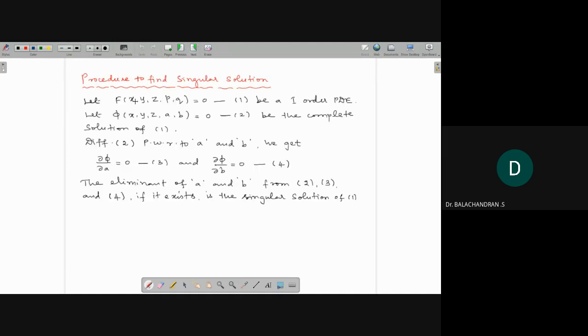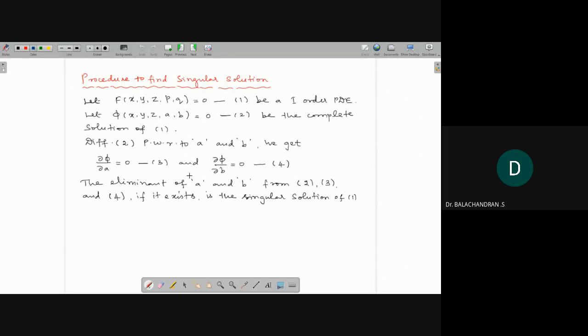So we'll start from the complete solution. What is the complete solution? This is, if you replace p by a and q by b, you will get the complete solution. Now differentiate this equation 2 partially with respect to a and b. To differentiate partially with respect to a, we'll get what? Dou phi by dou a equal to 0. And if you differentiate with respect to b, you'll get what? Dou phi by dou b equal to 0.